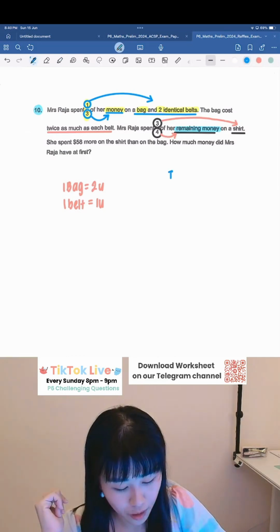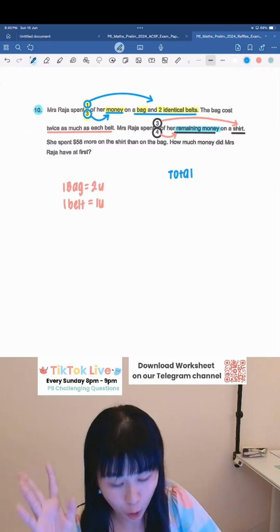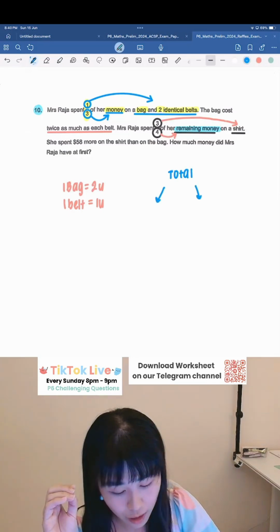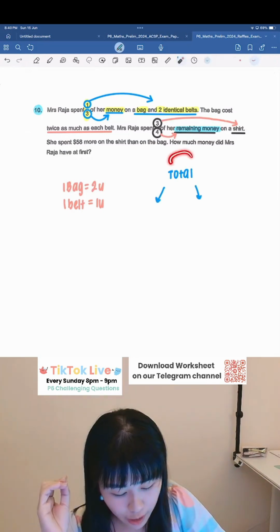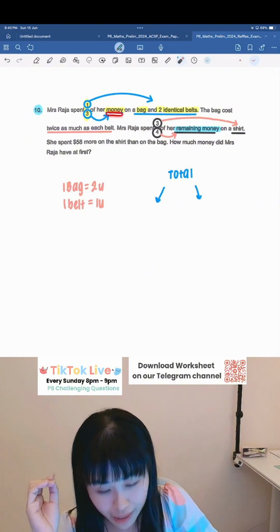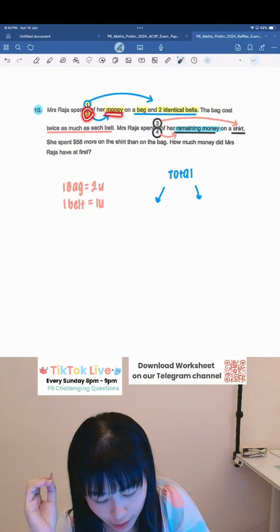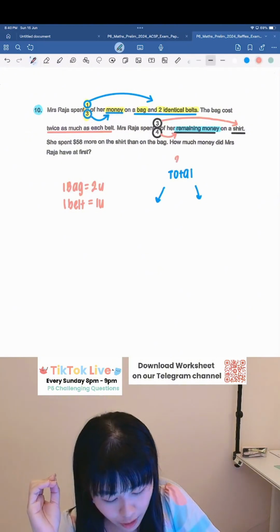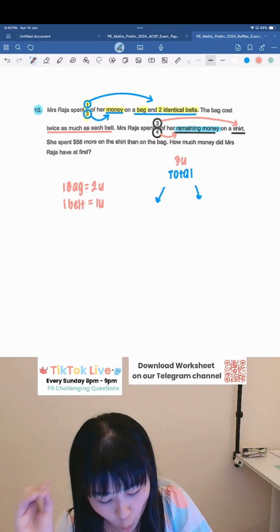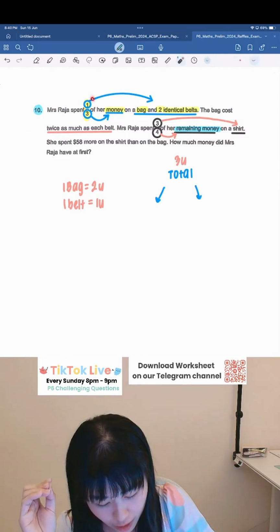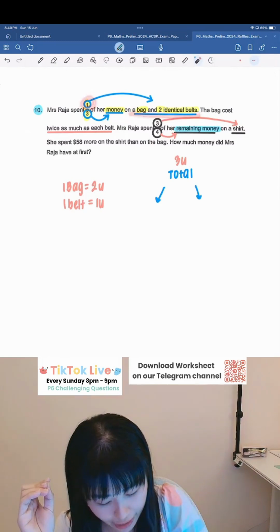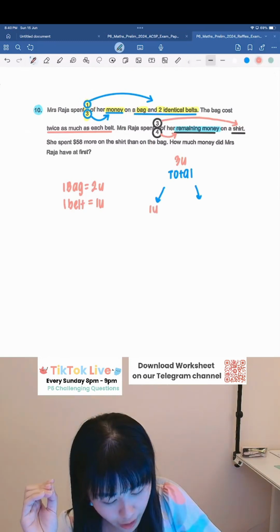So, branching, I always start with the total, and always have 2 branches. Now, what is my total here? It comes from the money here, which is 3 units, so I will put in 3 units here. Out of 3 units, 1 unit is spent on a bag and 2 identical belts. So 1 unit is on 1 bag plus 2 belts.